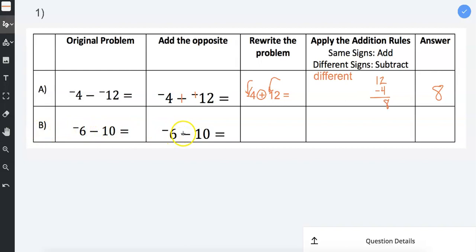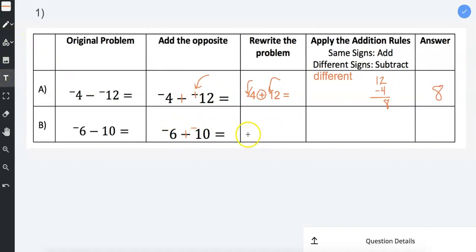All right, part B, -6 minus 10. So I'm going to change this to addition by adding the opposite. So I change the subtraction to addition, that's always the first step. Then this is a +10, so I change it to a -10. And today I'm going to put it at the top like it's been written up here for me. So now this reads -6 plus a -10.